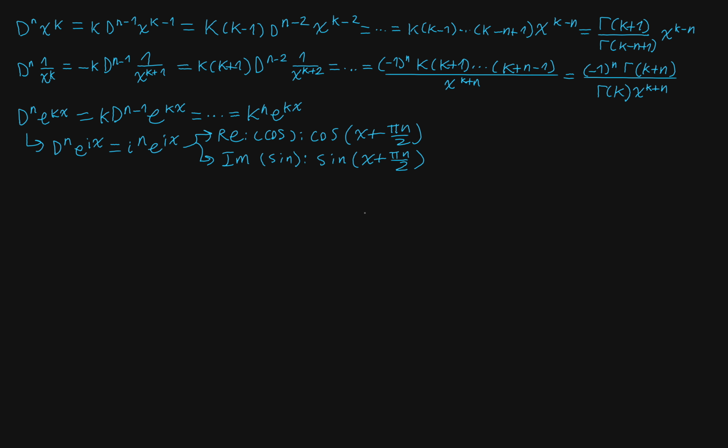So let's look at a specific example utilizing the fractional derivative for the power function. Let's take a look at the half derivative of x. Using the formula, we're going to get gamma of 2, that's 1 factorial, over gamma of 3 over 2 times root x. Gamma of 3 over 2 is square root of pi over 2, so we're just going to get 2 times the square root of x over pi.